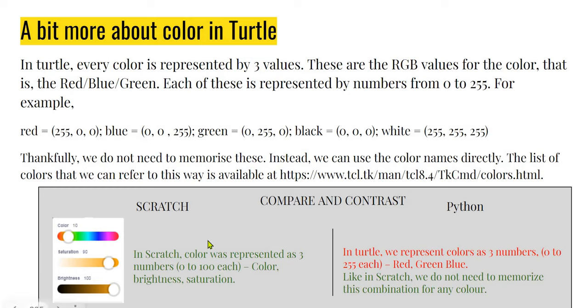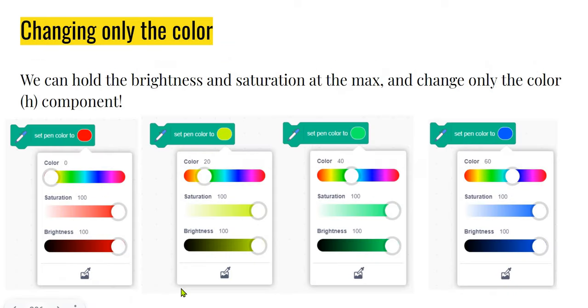Now, by contrast, in Scratch, we had color represented as three numbers, which were color, saturation, brightness. Now, this is another format of color. There are many formats available. But in this particular context, this format comes in quite handy because if I want to change only the color, now I can hold the saturation and brightness at one place.